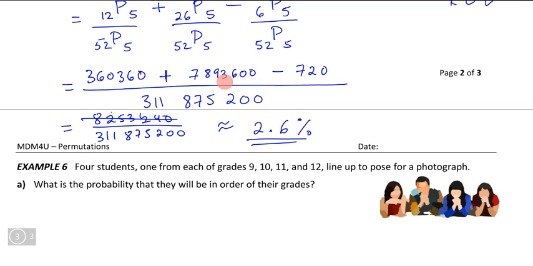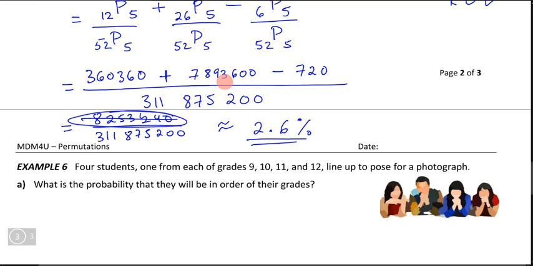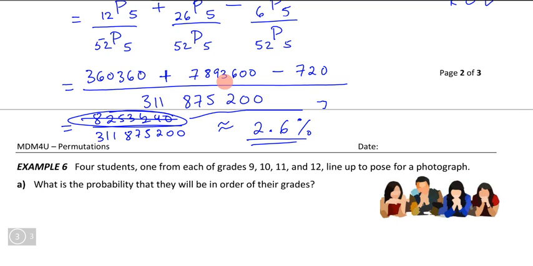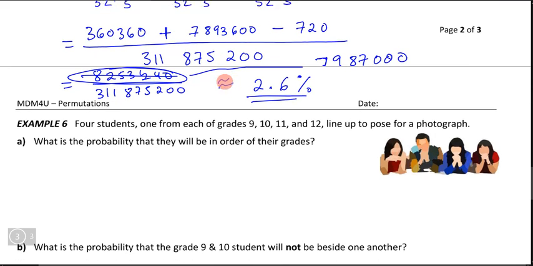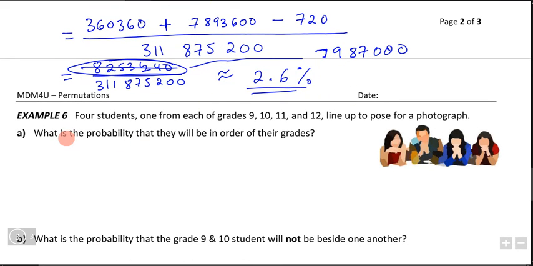311,875,200. So that should change to... Oh, it's still 2.6%. So maybe I just wrote down the wrong number. I had recorded the wrong number here for my notes. So that should say... Oh, I lost it. Times. Okay, what was it? 7 million. Okay, that's fine. Still 2.6%.